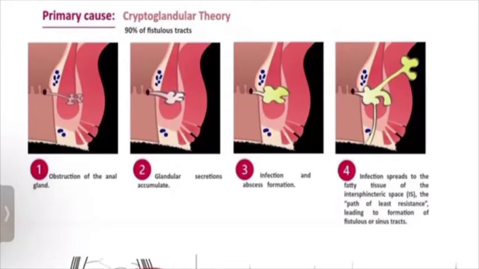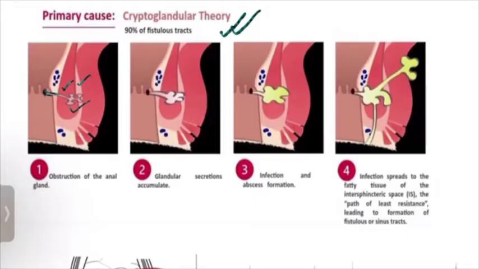So 90% of the fistulous tracts have a primary cause, that is the cryptoglandular theory, which states that these fistulas occur because of the obstruction of the anal glands. We already know that these anal glands lie within the intersphincteric space and the internal anal sphincter, and these anal glands open into the crypts. Okay, into the crypts. And we know these anal glands are most abundant at the level of the dentate line.